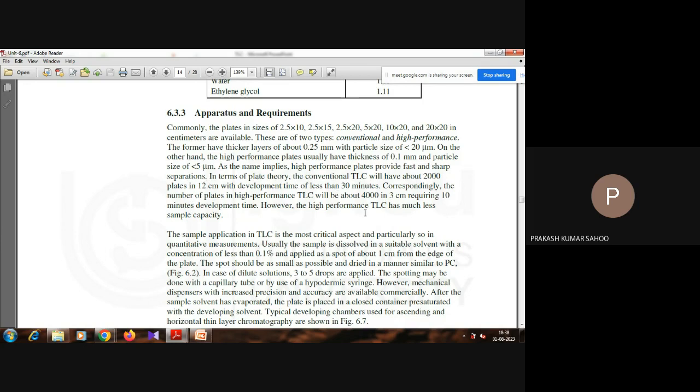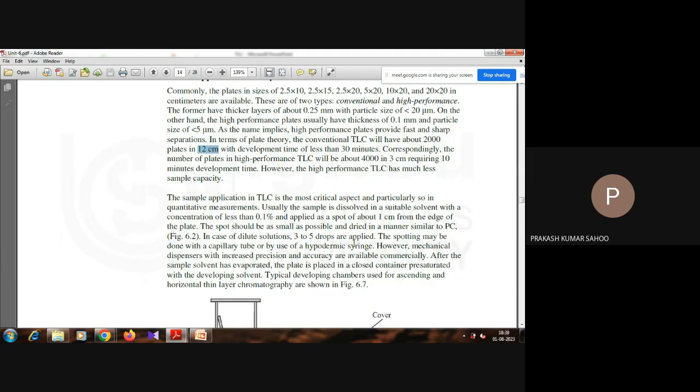In terms of plate theory, conventional TLC will have about 2000 plates in 12 centimeter. 2000 plates in 12 centimeter means small layers are created. So in 12 centimeter of length, 2000 plates are created in conventional TLC. But in HPTLC, high performance TLC, we have 4000 plates in 3 centimeter. So it is almost 10 times. That's why high performance TLC is much more effective than conventional TLC.